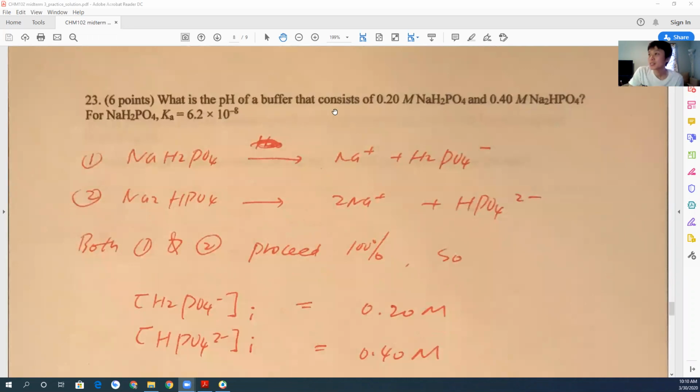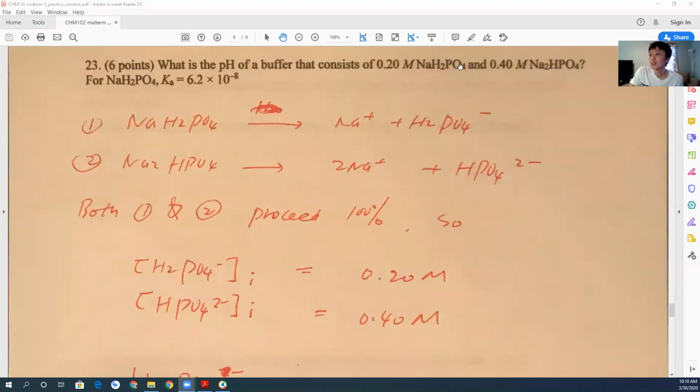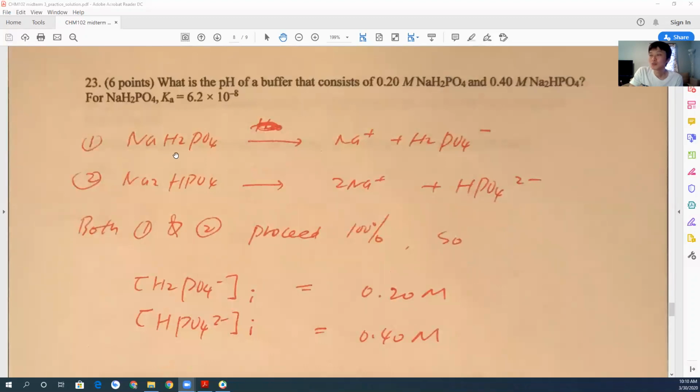So next one is an acid-base titration. Oh no, it's a buffer system. Sorry. So you have a buffer system, this phosphate buffer. It asks us what's the pH of this system. Right, so we have sodium dihydrogen phosphate and sodium hydrogen phosphate. They're all sodium salts.